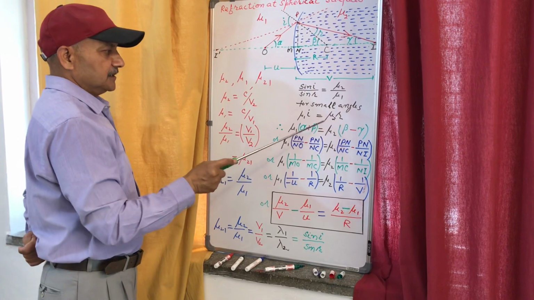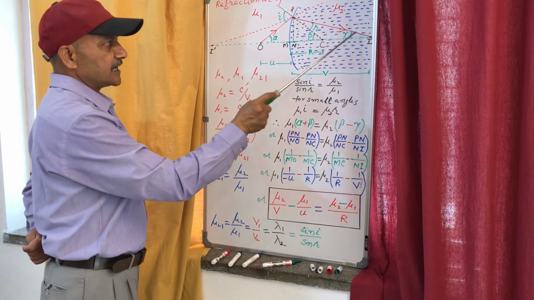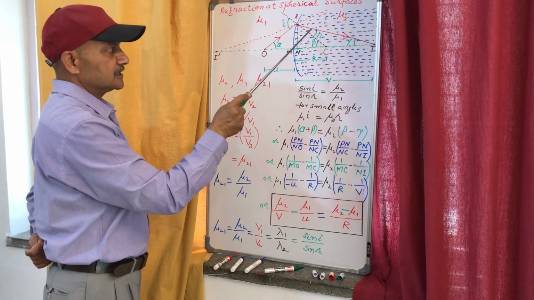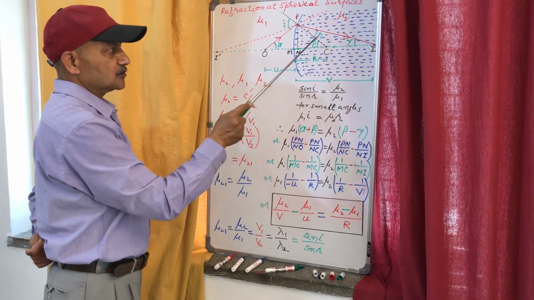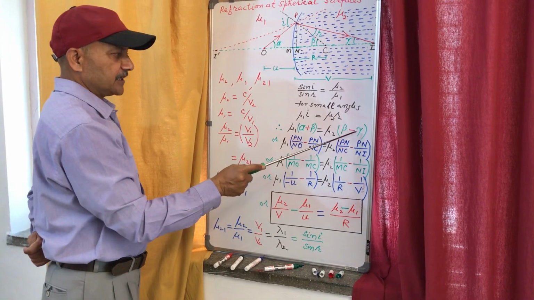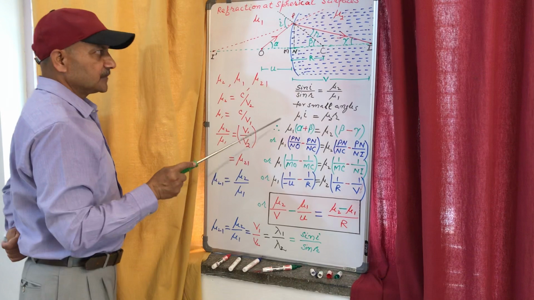Similarly, R. Now consider this triangle. Beta is the exterior angle and these are the interior opposite angles. Therefore, R plus gamma is equal to beta. Therefore, R is equal to beta minus gamma. So this becomes the equation.